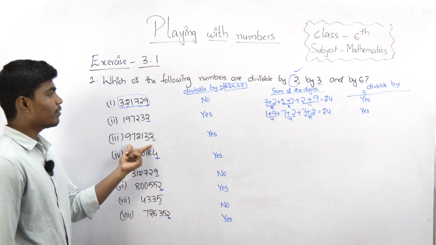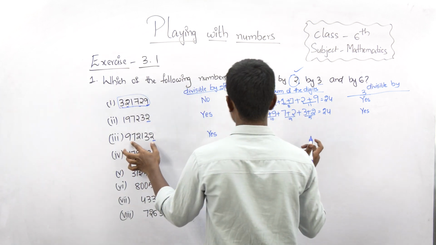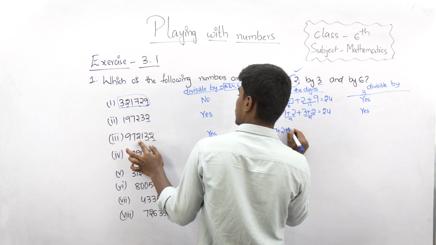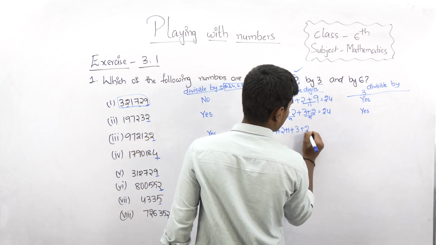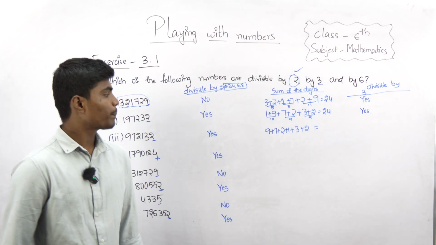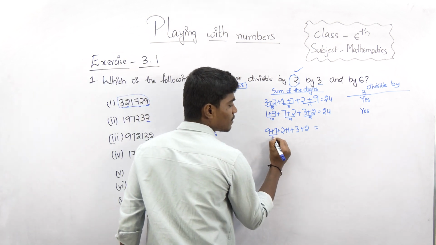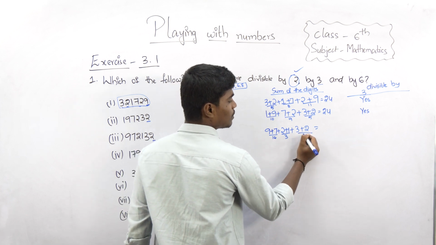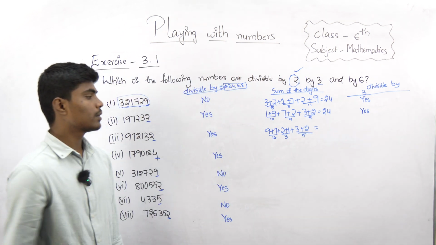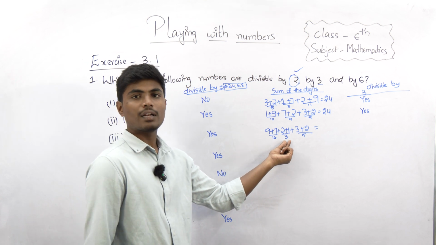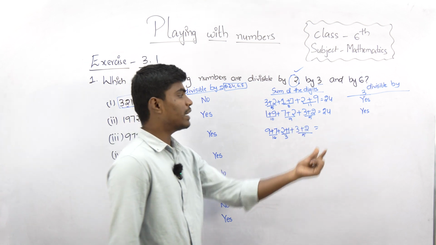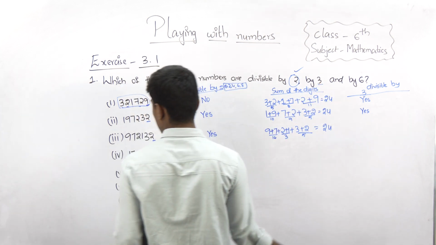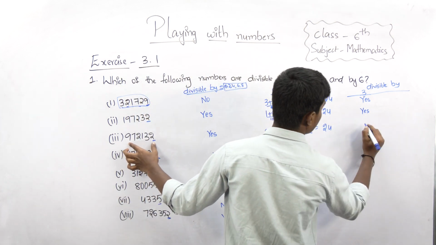Now let's move to the third. We find the sum of the digits first: 9 plus 7 plus 2 plus 1 plus 3 plus 2. 9 plus 7 is 16, 2 plus 1 is 3, 3 plus 2 is 5. 16 plus 3 is 19, 19 plus 5 is 24. 24 is divisible by 3, so this number is also divisible by 3. So yes.